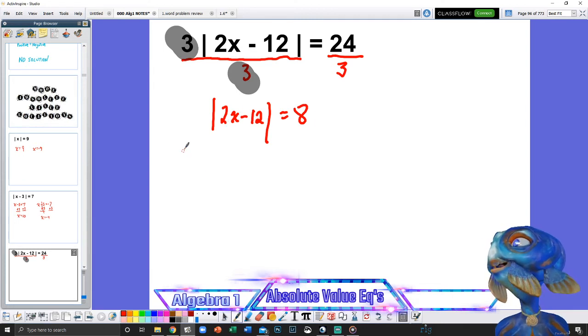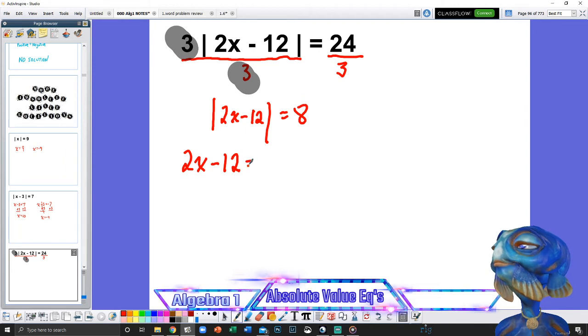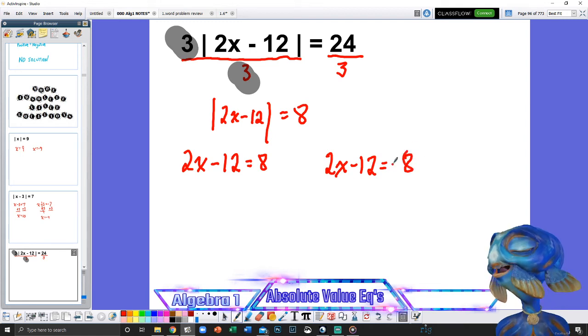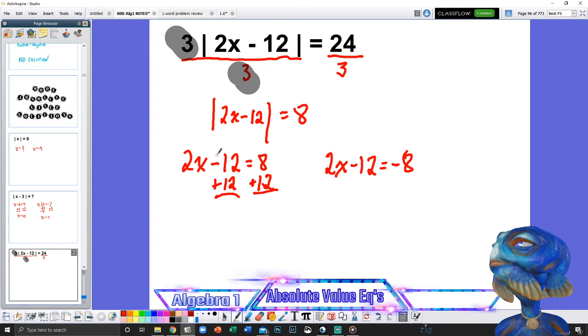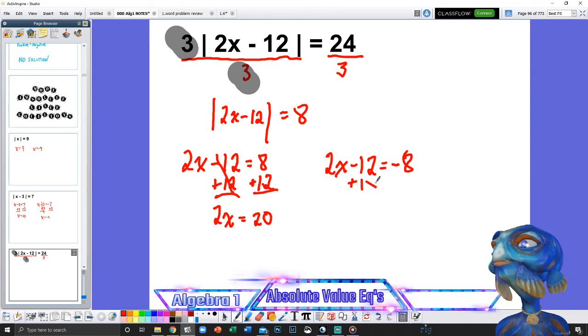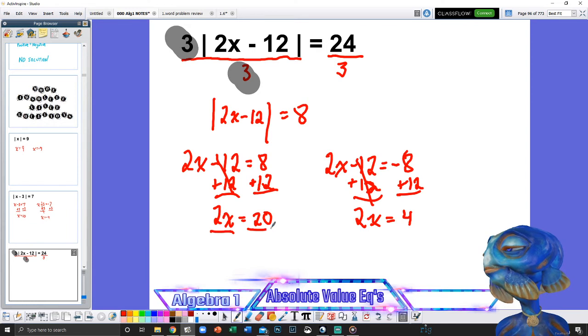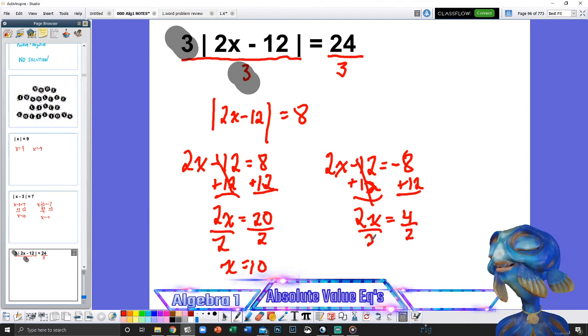Now the absolute values are all alone, so I write it 2 times. The second time, remember to change that to a -8. Then I'm going to add 12 to both sides. Those cancel. I'll add 12 to both sides here. Whoops, 12, there we go. And that here gives me 4. I'm going to divide both sides by 2. I get x equals 10. And then here divide both sides by 2. I get x equals 2. Those are our 2 answers.